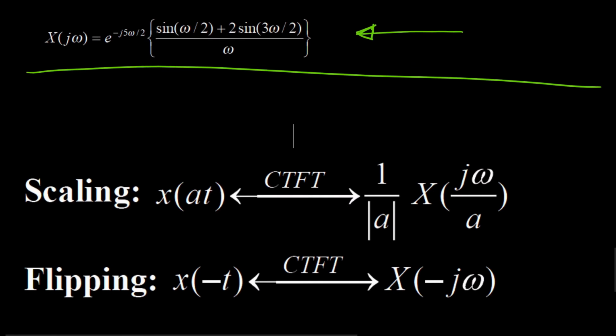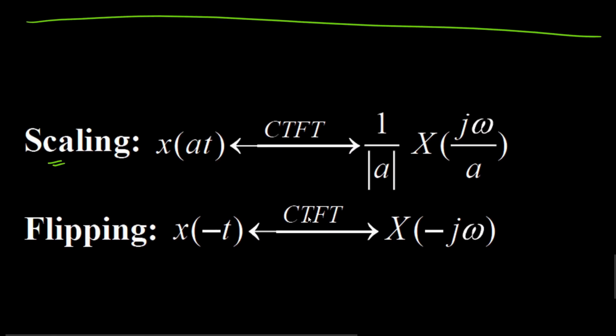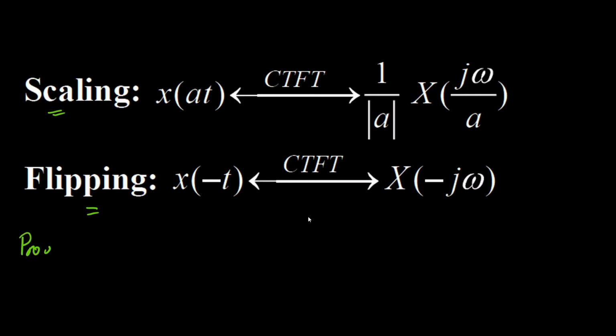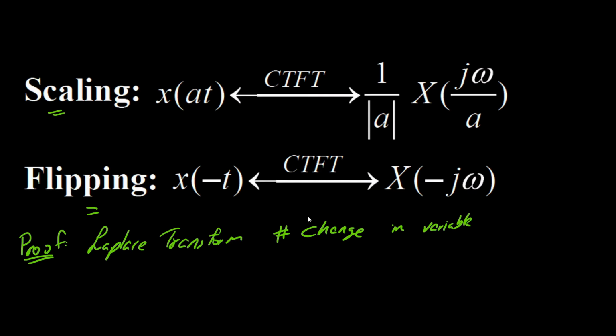The next two properties are scaling in time and flipping in time. The proof of this is very similar to the proof that we have performed for the Laplace transform. And you just need one change in variable to achieve these expressions. So we would not perform those over here, but a very important intuition is as follows.